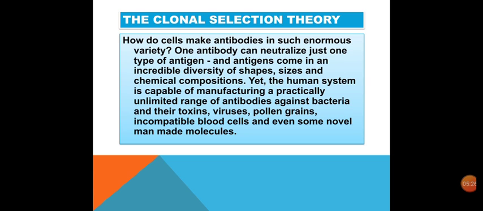The clonal selection theory. How do cells make antibodies in such enormous variety? One antibody can neutralize just one type of antigen, and the antigens come in an incredible diversity of shapes, sizes, and chemical compositions. Yet the human system is capable of manufacturing a practically unlimited range of antibodies against bacteria and other toxins, viruses, pollen grains, incompatible blood cells, and even some novel man-made molecules.